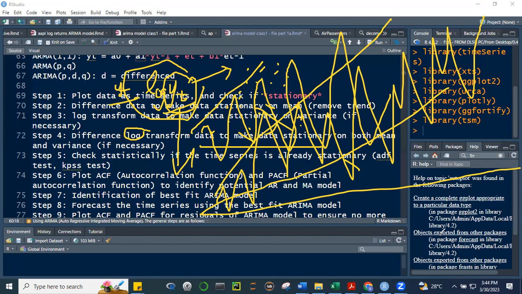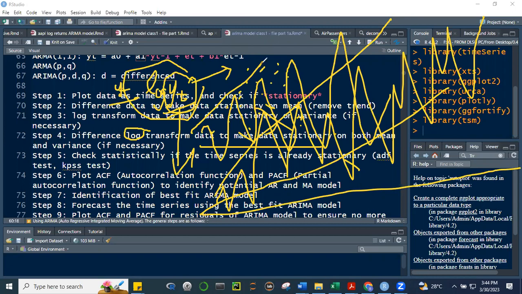We have data that displays a trend. We have data where the variance is not constant. So on both counts, you have non-stationary data. How do we address that before we can make use of ARIMA? Any suggestion?